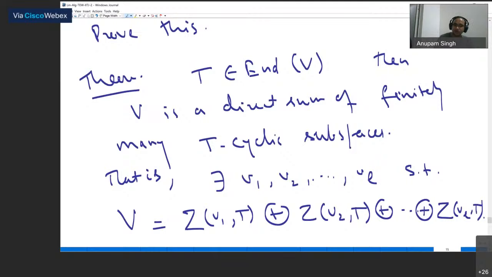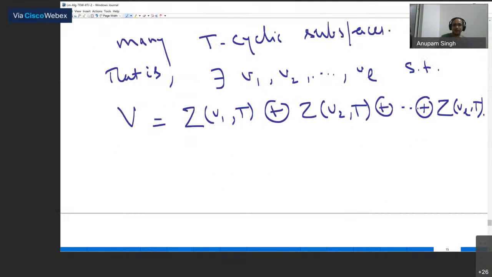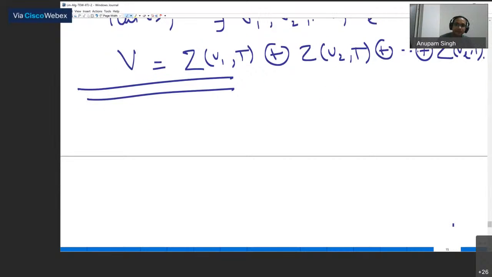The proof of this theorem is a little bit involved. It takes some time to prove, so I will not prove it. Instead, we apply this theorem. We see how to apply this theorem and how to get the result we want. So let's apply this theorem. Application of this theorem.